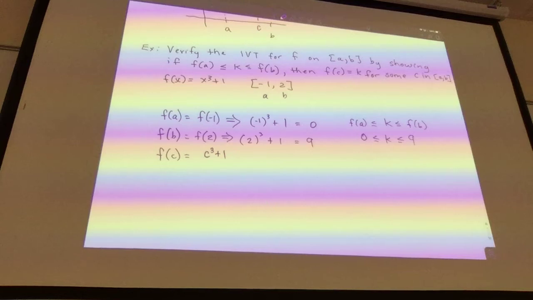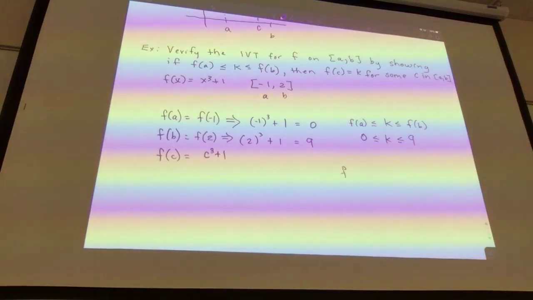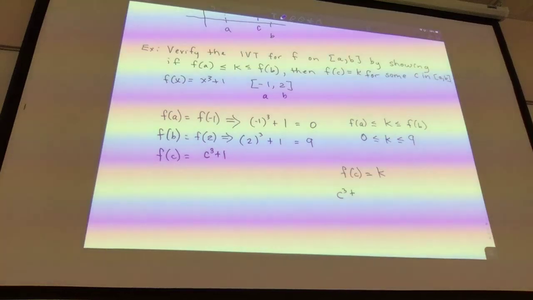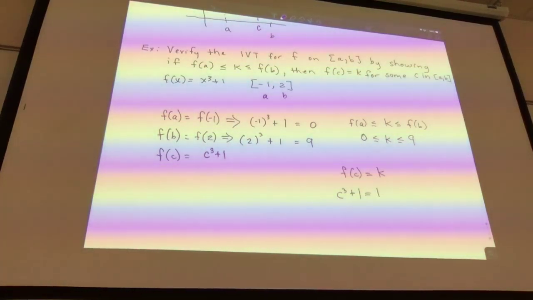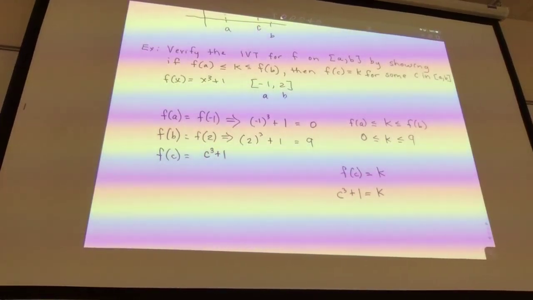You have to plug in C. We have plus 1 for K. We have this right here that we haven't used yet, right? So I have f of C is equal to K. Well, f of C is C cubed plus 1. I need to find out what is C. What value of C makes that true? So I need to find C.